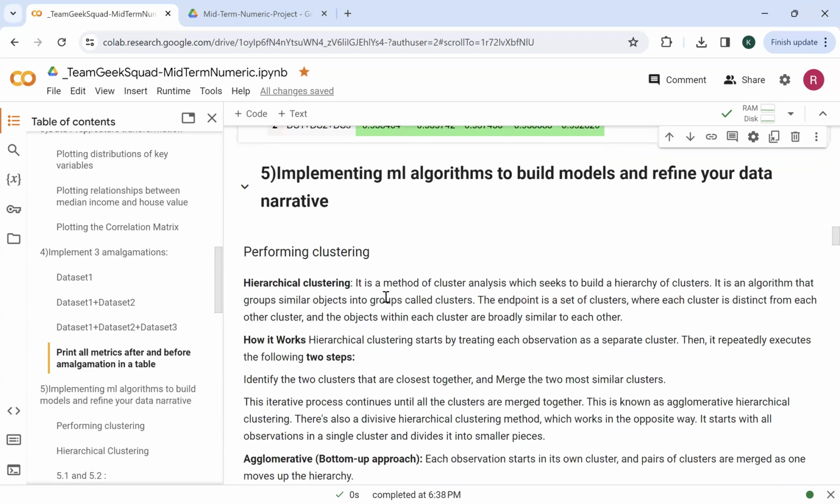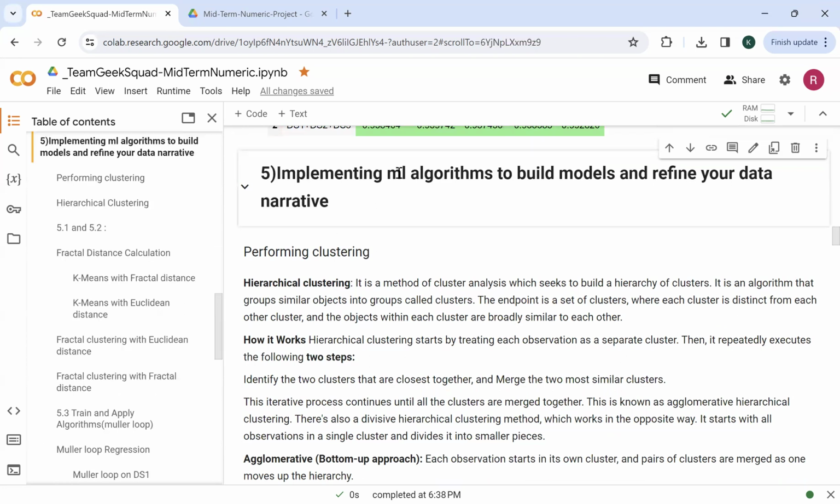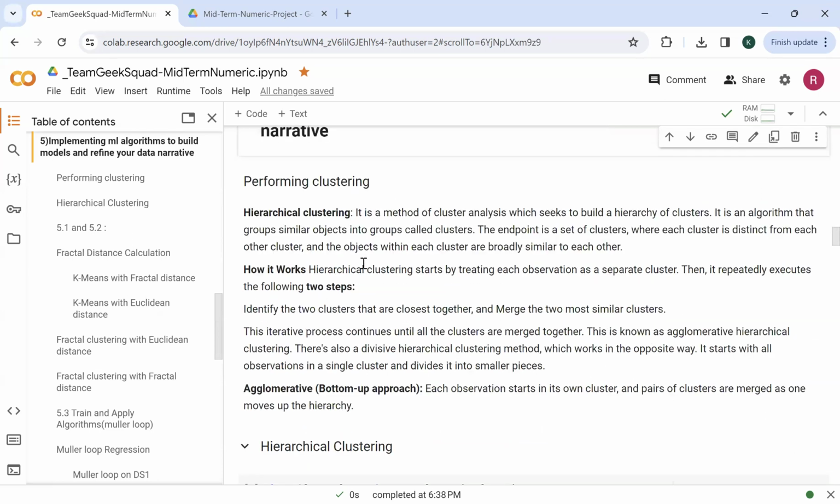And coming to the next one, here we are implementing the ML models to build and refine our data. We have performed the clustering. Here we have chosen hierarchical clustering, which seeks to build a hierarchy of clusters. It's an algorithm that groups similar objects into groups called clusters. Here the endpoint is a set of clusters where each cluster is distinct from each other and the objects within each cluster are broadly similar to one another.